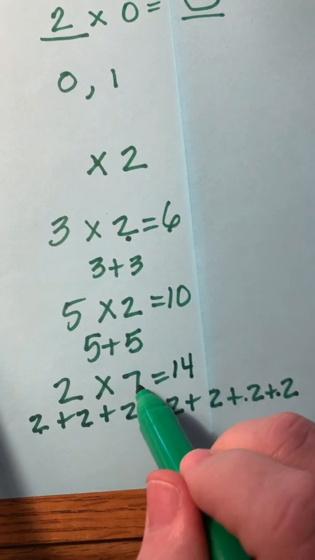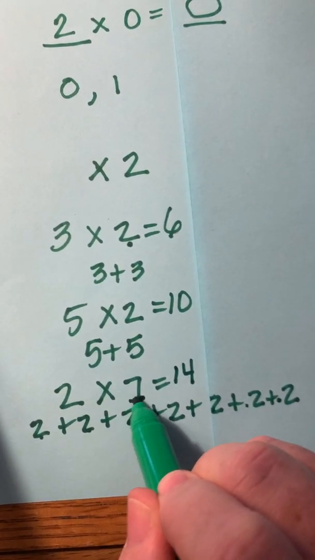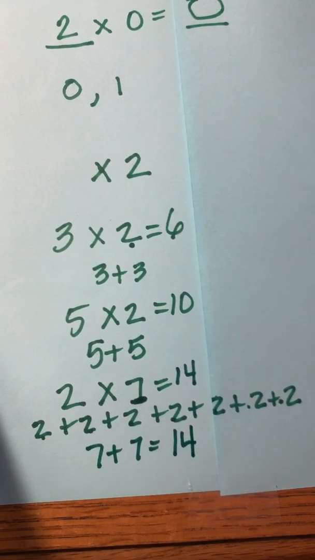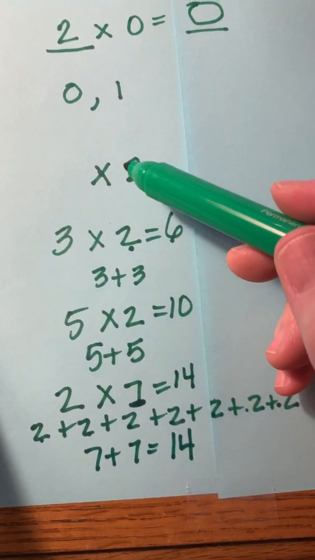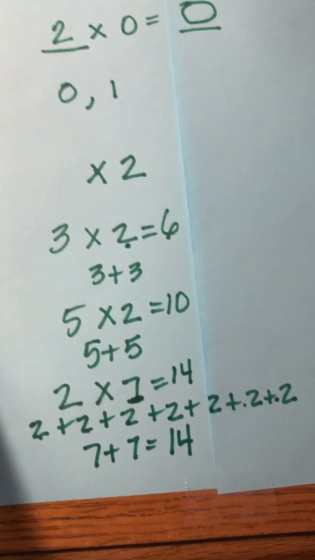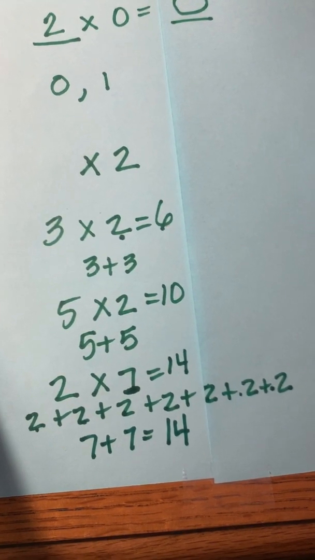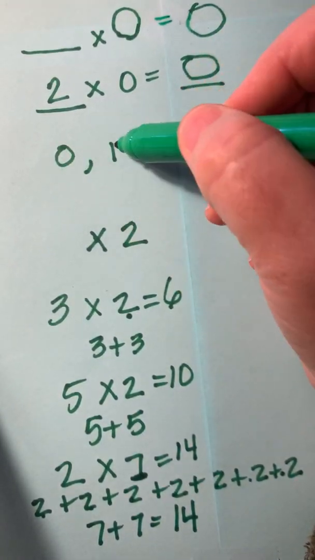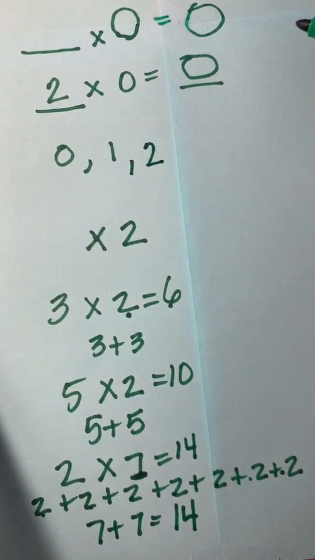14, but you know what's faster? Do 2 of these. What's 7 plus 7? 14. So anything times 2, just double the other number. Easy enough? Okay, so you know you can memorize quickly times 0, times 1, times 2.